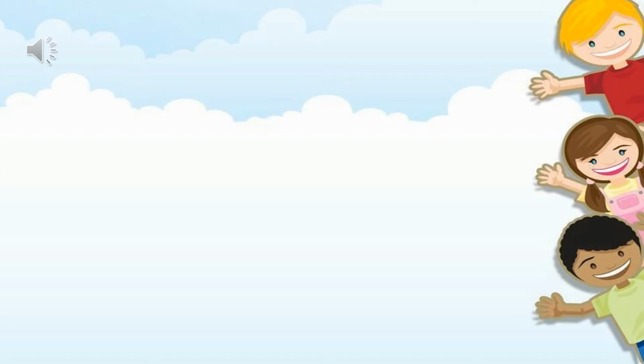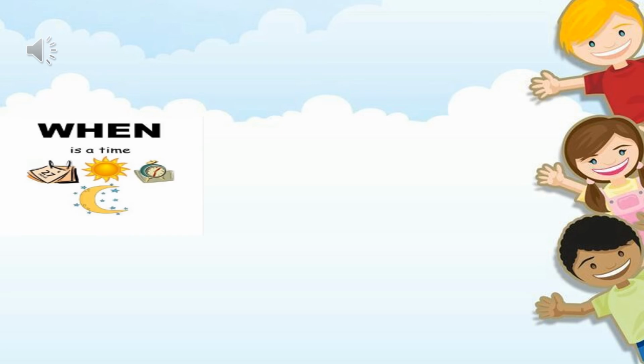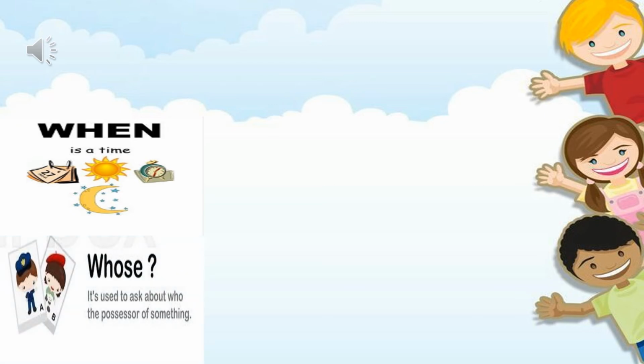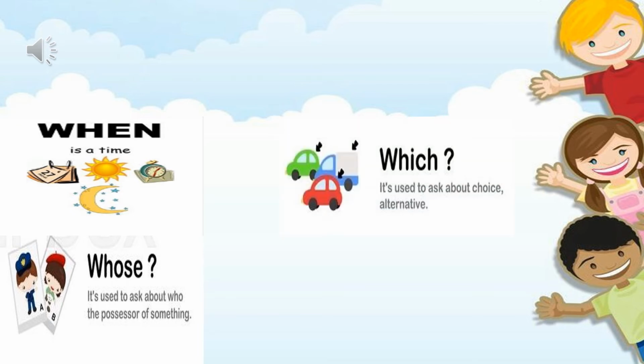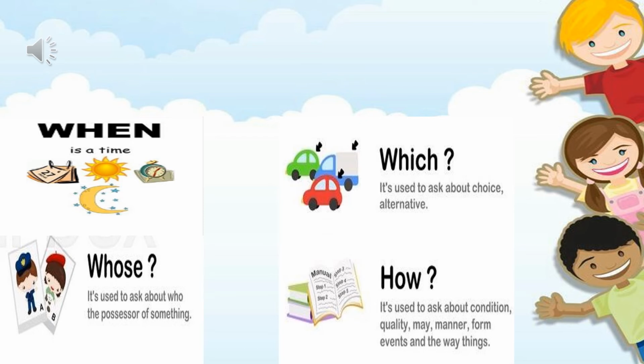The simplest way to remember these WH questions is: when refers to time or occasion or moment. Whose is used to ask about who the possessor of something is. Which is used to ask about choice or alternative. And how is used to ask about condition, quality, make, manner, form, events, and the way things are done.